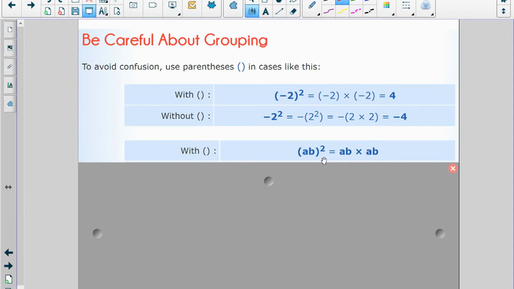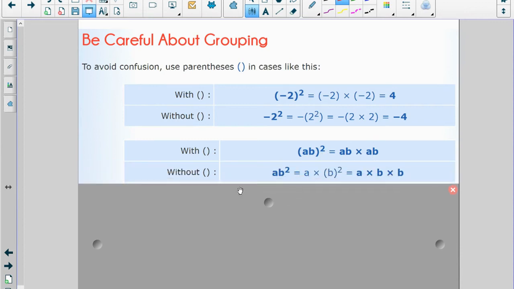Another example, this time with variables: if we are grouping together AB with parentheses and squaring it, that means A times B multiplied by itself twice. So AB times AB. If we don't use parentheses, however, and it just says A B squared, the exponent is only applied to the B. It's just like saying A multiplied by B squared. In other words, A times B times B. So it gives us a little different situation because I only have the A once in that second example, whereas the A showed up twice when it was grouped with parentheses.